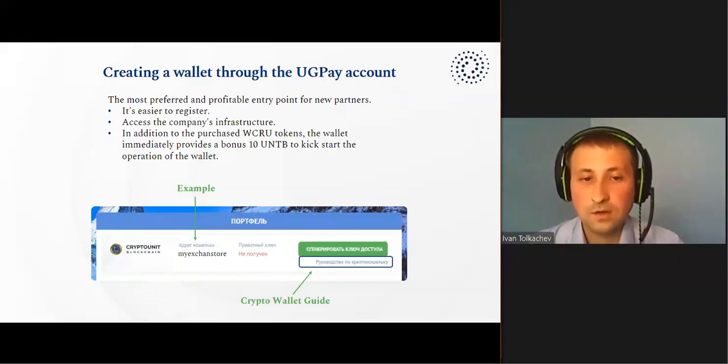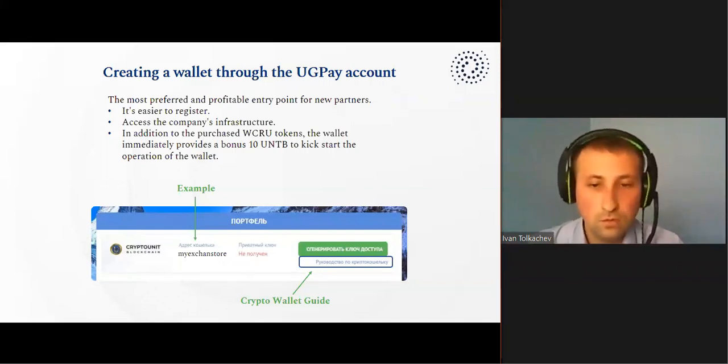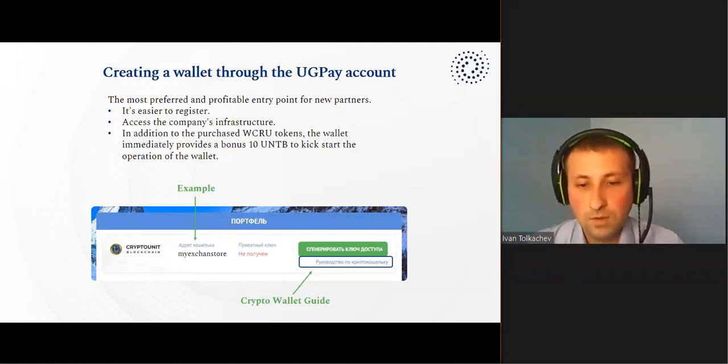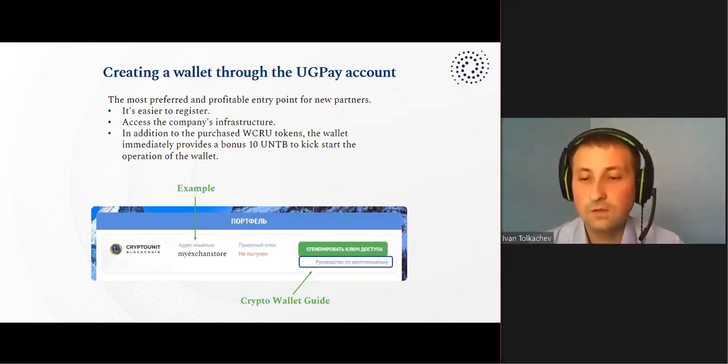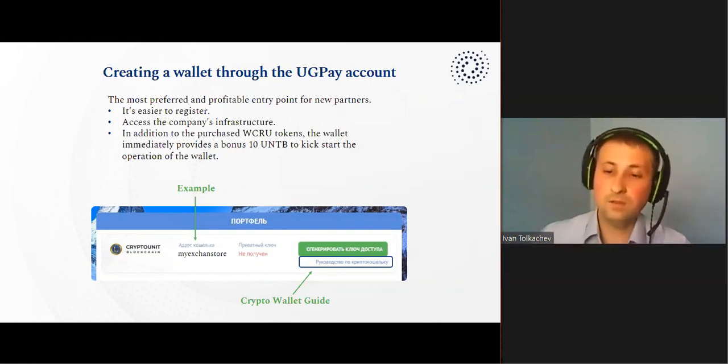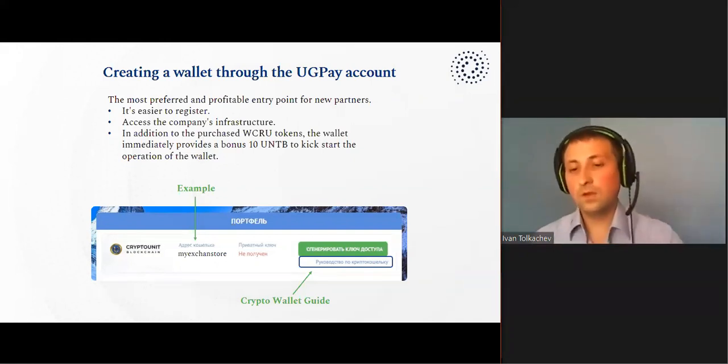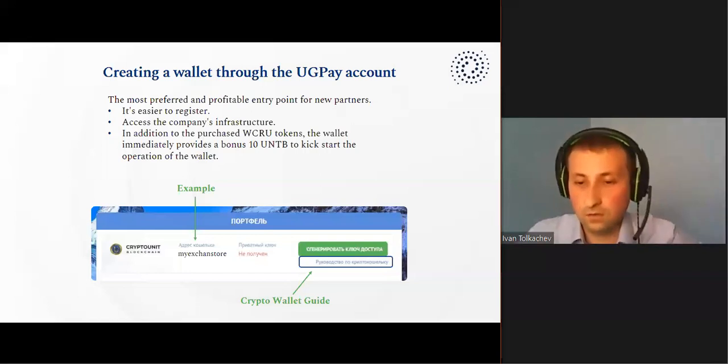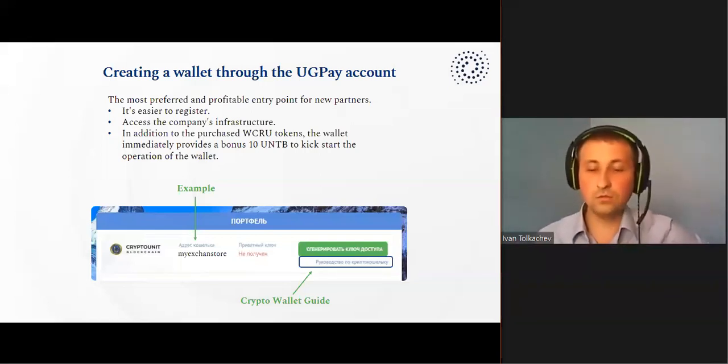And in addition to the purchased WCRU tokens, the wallet immediately provides a bonus of 10 UNTBs to kickstart the operation of the wallet. So you buy a WCRU package, you go to the portfolio section of your personal account, the crypto wallet address has been generated by then, and then you can use the step-by-step manual to generate your access key, and you get access to your tokens.